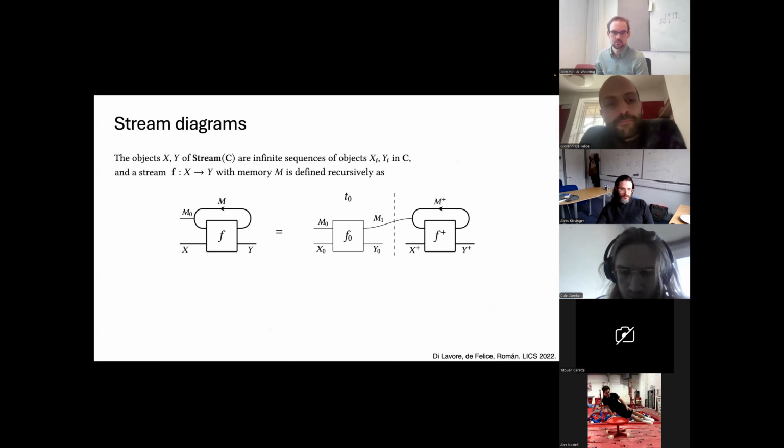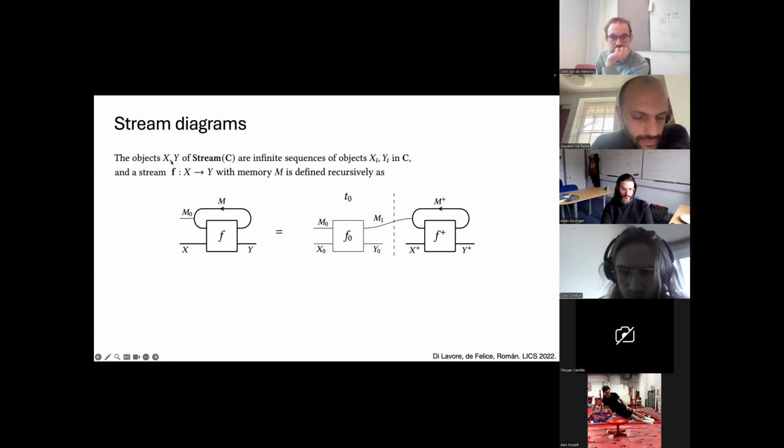There is a kind of definition that's not standard yet, because it was introduced in a paper in 2022 where I was a co-author, but the work was mainly done by Mario Roman and Elena Di Lavore, who have been working on streams and how to represent kind of infinite processes with string diagrams. And here I'm going to give a simple definition of a stream process.